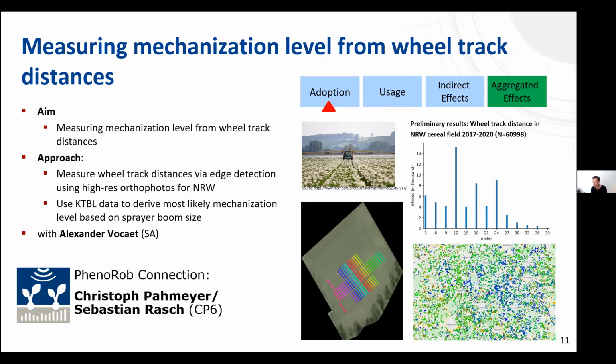So I think that is quite interesting, and we get that basically for entire North Rhine-Westphalia, also for a rather large time series. And the idea is also to use that within FINROP CP6, so for the modeling work of Sebastian and Christoph.